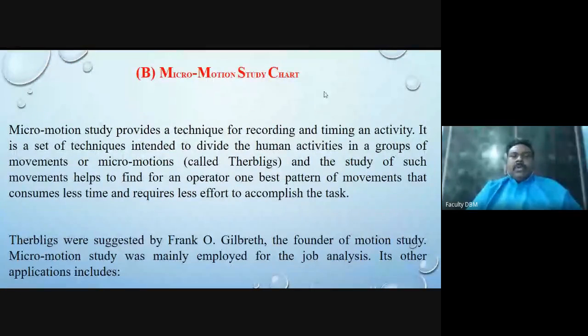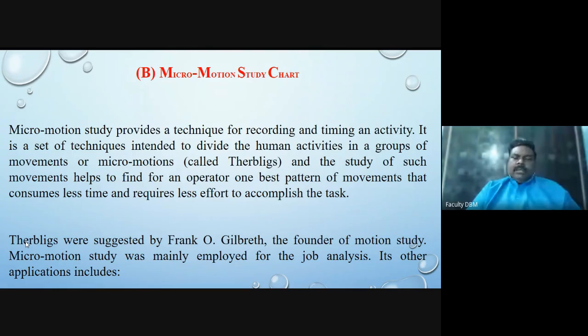So we have micro motion study charts. This motion study we have only one. Then for this activity, by using timing we have made these micro motions called therbligs. The study of such movements helps find the operator's best pattern of movements, consuming less time. Therblig is nothing but Gilbreth written backwards. This Gilbreth founded motion study, and the technique of study is called therblig.